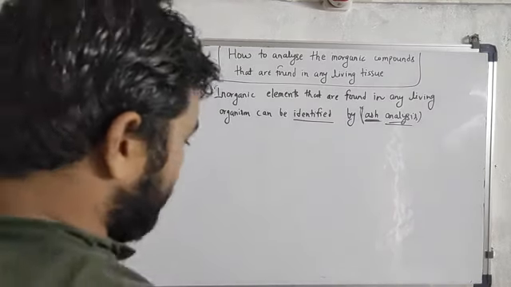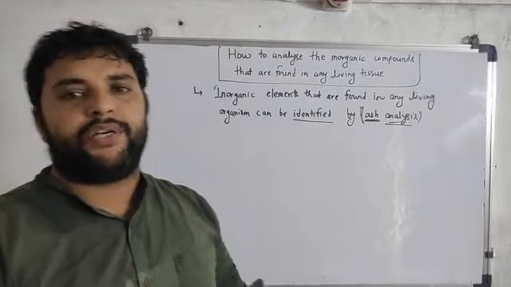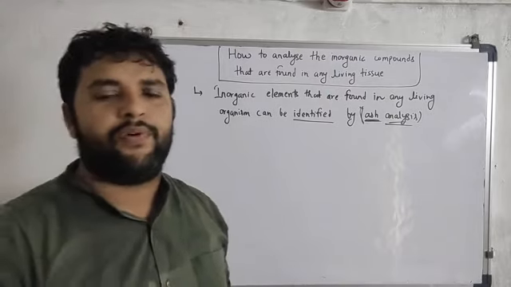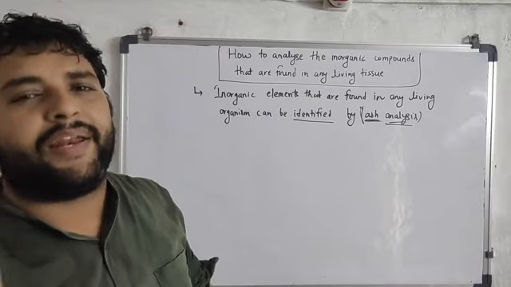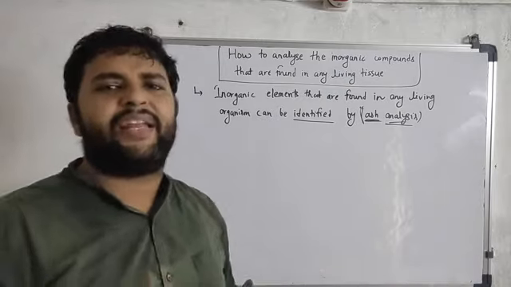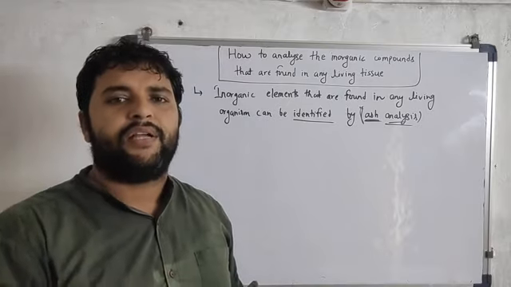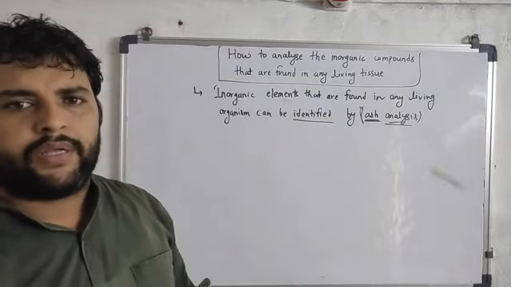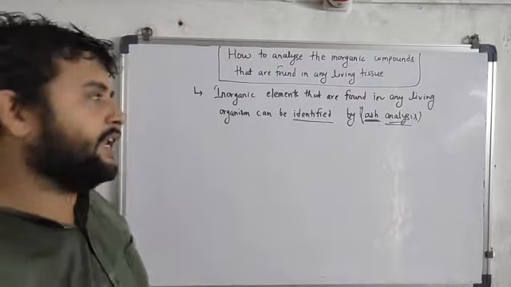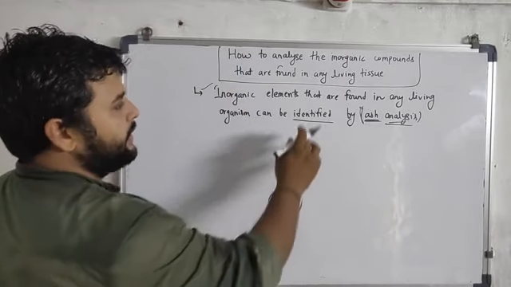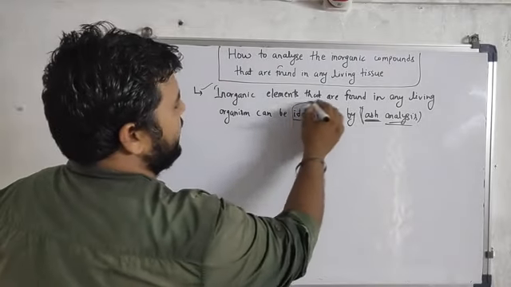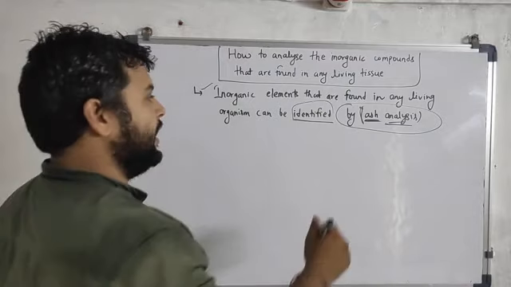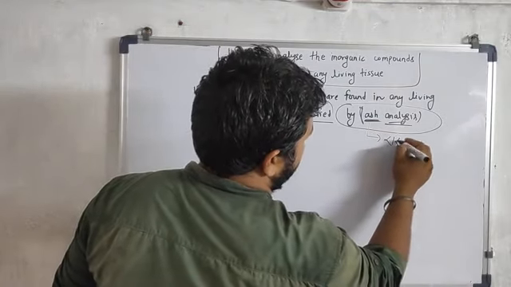Now let us consider the way through which we can identify the various types of inorganic elements that are present in any living tissue. The technique that is used to identify the types of inorganic elements present in any living tissue is called ash analysis. Ash simply means the residue left after burning.